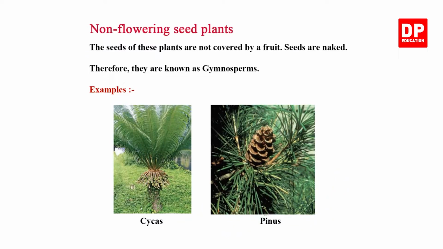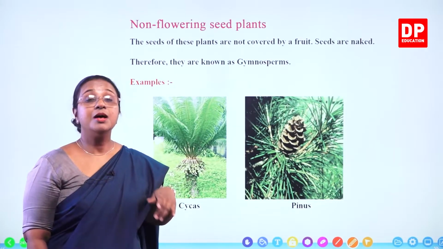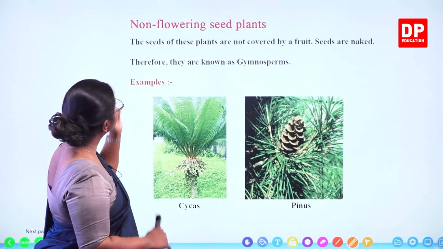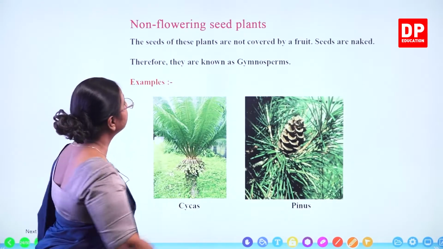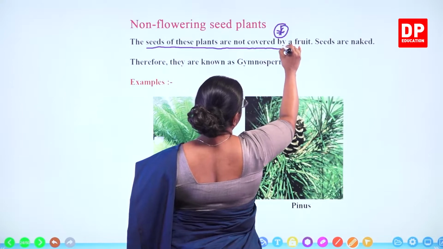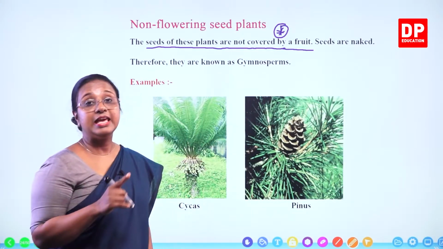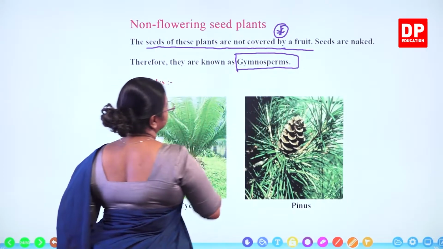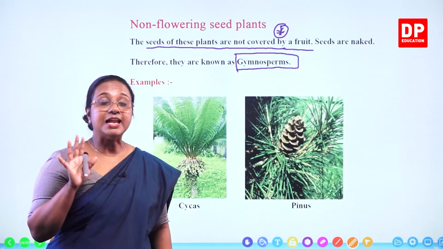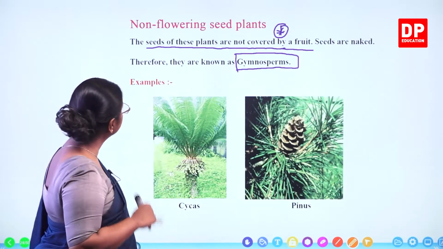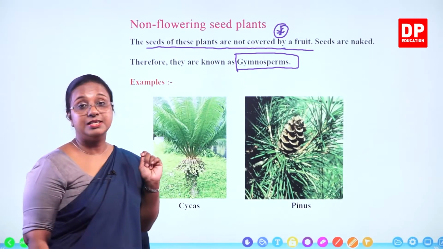Here we discuss the second type, non-flowering seed plants. So they don't produce flowers, but they produce seeds, but the seeds are not covered by a fruit. That is very important. The seeds of these plants are not covered by a fruit. Seeds are naked. Because of that, we call them gymnosperms. So when there are seeds that are not covered by a fruit, the seeds are known as naked seeds, and because of that, the plants are known as gymnosperms.